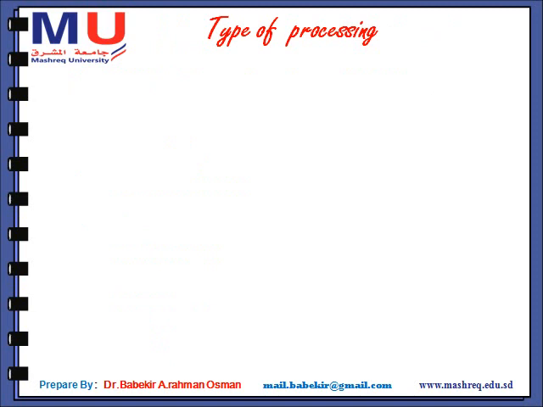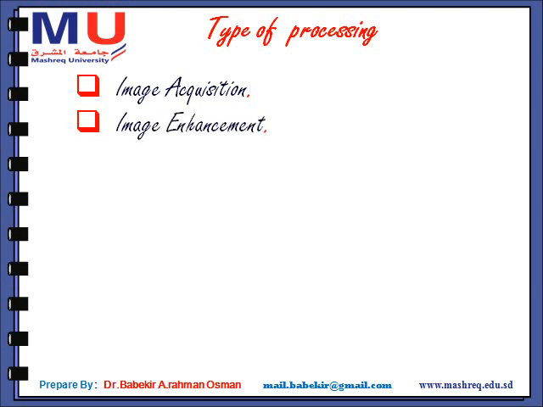Now let us consider the types of processing action done on the image information system. The first image processing type is image acquisition, which takes image information from the physical domain into the electrical or data domain. The next type of process is image enhancement. This type of processing action provides enhancement and improves image quality and image characteristics.